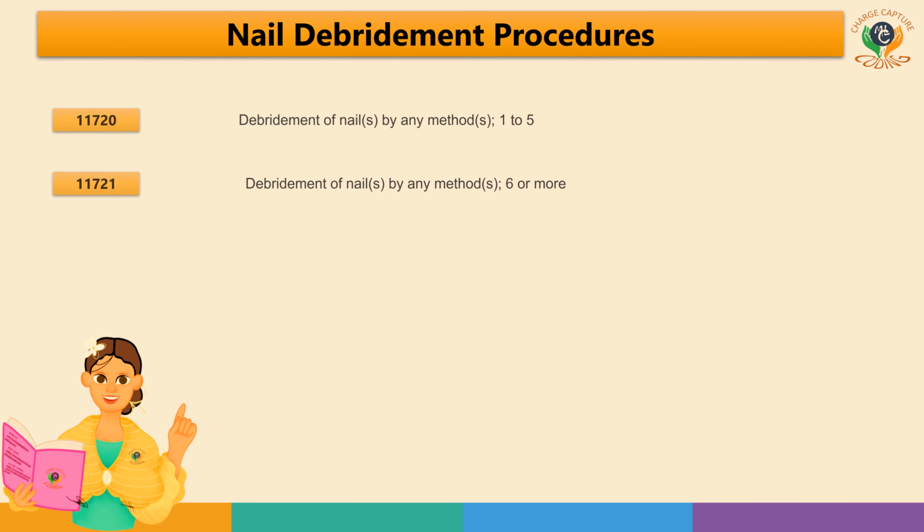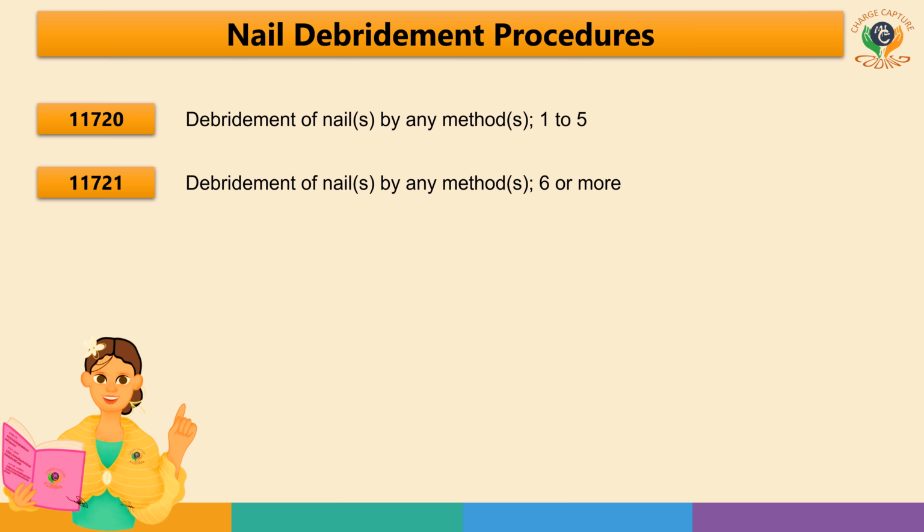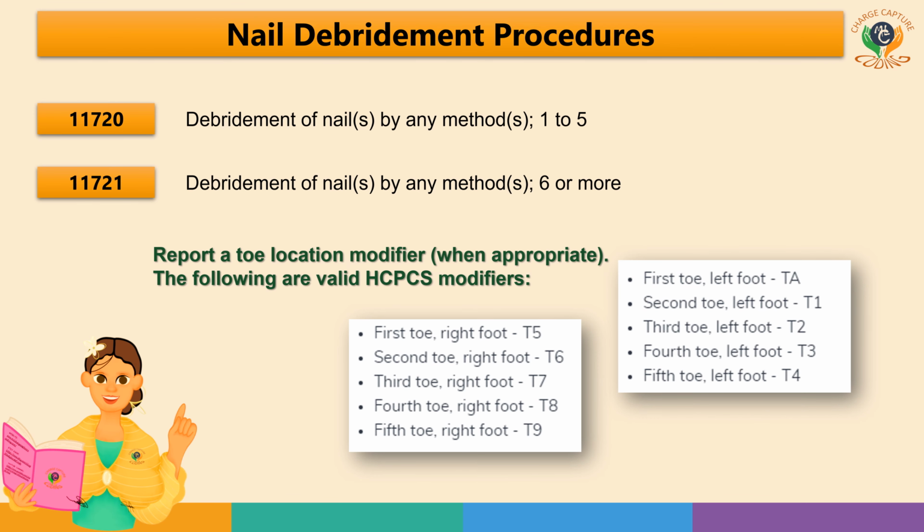Let's start with our first CPT code 11720. In our CPT coding book, its description reads, debridement of nail or nails by any method or methods, 1 to 5. So that means either one toenail is debrided or up to 5 toenails are debrided. We will use CPT code 11721 if 6 or more toenails were debrided. To report a toe location modifier, see from this list.